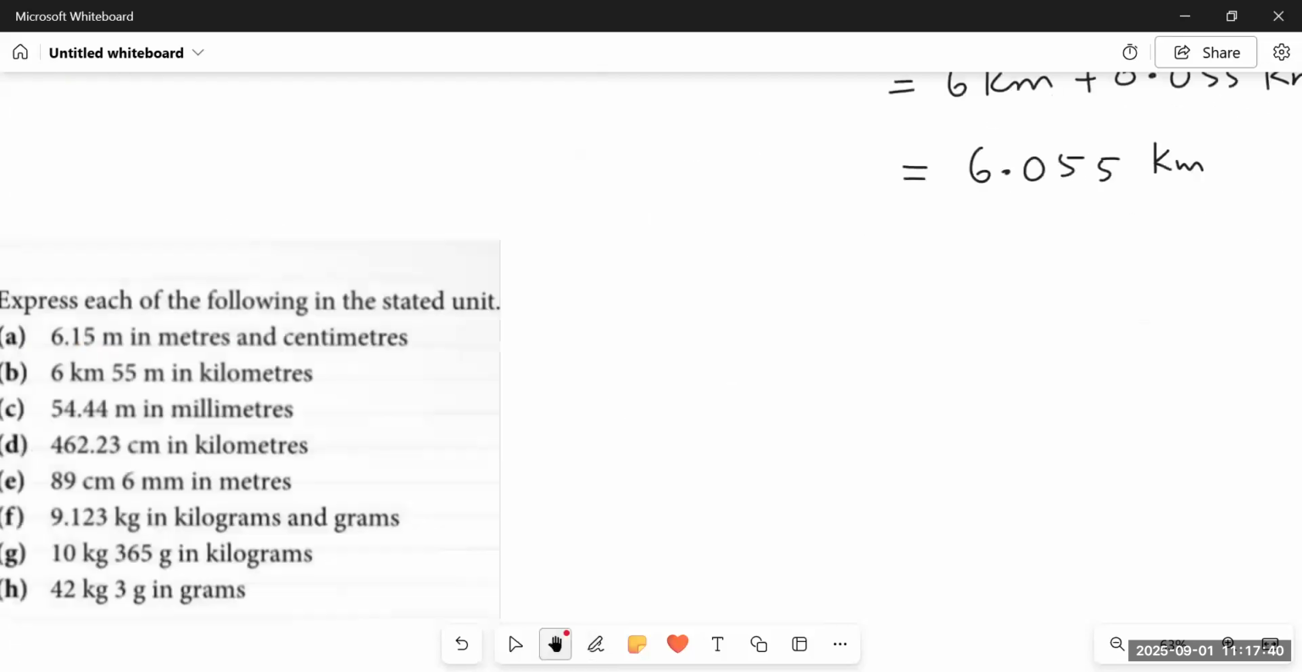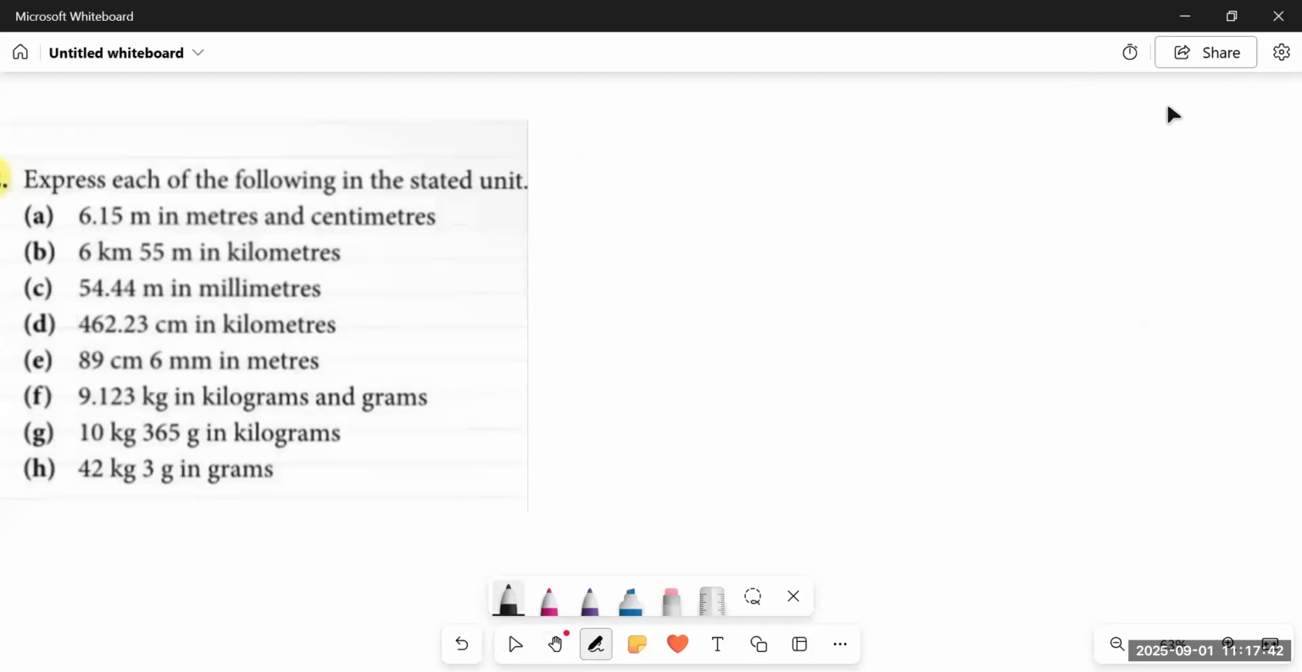Next we have again a decimal, and we have to convert it into millimeters. So 54.44 meters, and we have to convert it into millimeters. There's a centimeter in between meters and millimeters. Doesn't matter. First we are going to convert it into centimeters and then into millimeters. We know that 1 meter is equal to 100 centimeters. To convert it into centimeters, first we multiply it by 100. Upon multiplication, the decimal will move 2 places forwards and it turns out to be a whole number, 5444 centimeters.